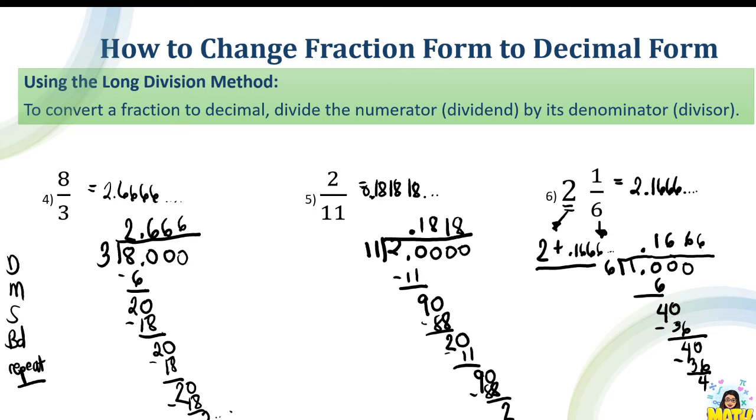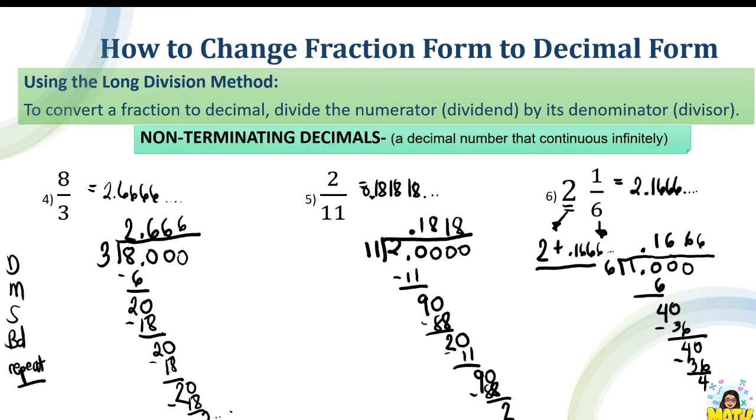So here, you can see that the decimals here are not terminating because the decimal number continues infinitely. So actually, beside from being non-terminating, pwede din natin itong makonsider na repeating decimals. Ibig sabihin, may mga paulit-ulit na digits sa decimal na ito. They are repeating and non-terminating.